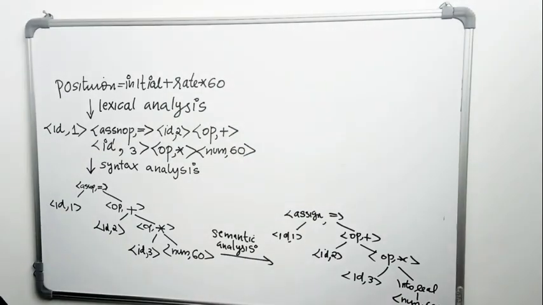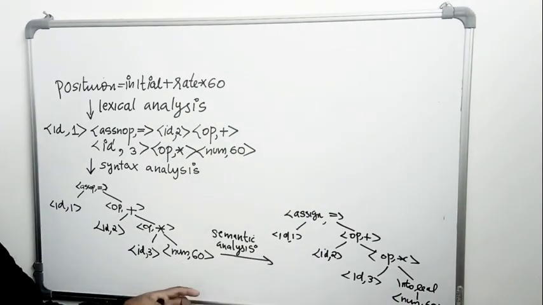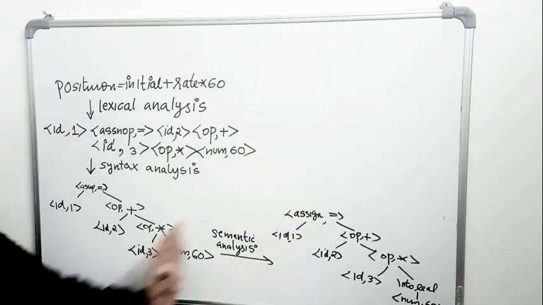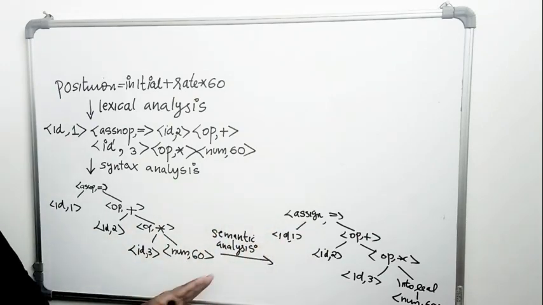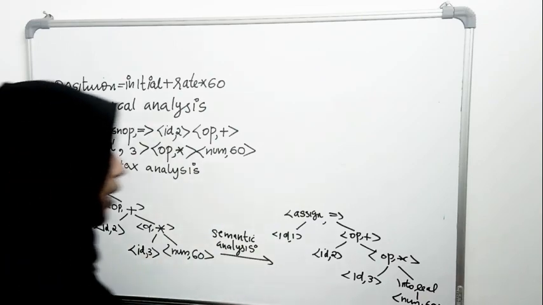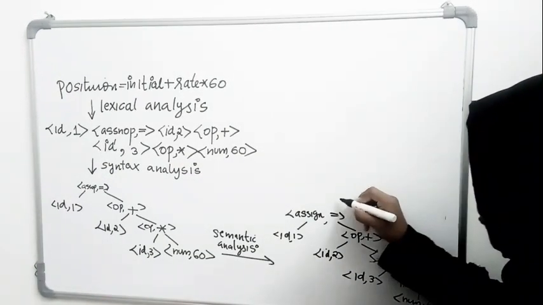So this 60 has been converted to a real number. Everything else is just copied the same. So this is the output of the semantic analysis phase. Okay. Now the next phase is intermediate code generation.